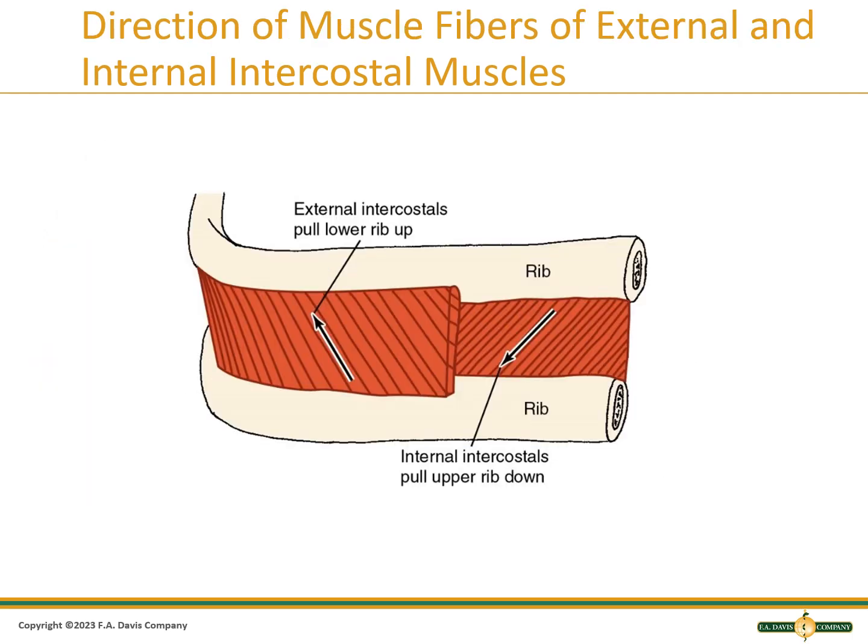And this is where we can see the V that those muscle fibers form. So the external intercostals run in that oblique direction, with the internal intercostals running in the opposite oblique direction. Our external intercostals serve to pull the lower rib up to make the rib cage bigger for inhalation. Our internal intercostals pull the upper rib down to make the rib cage smaller for expiration.